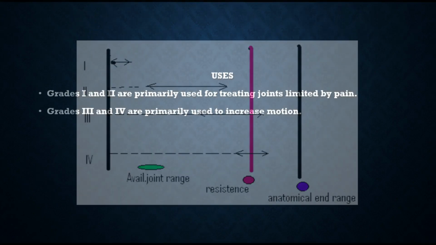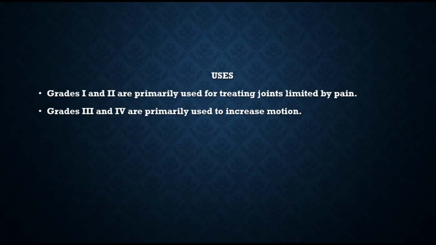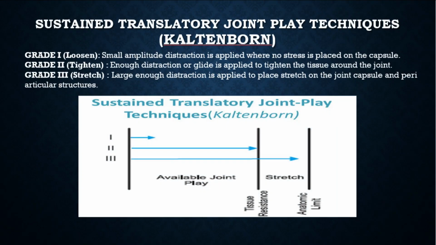In grade 5, a small amplitude, high-velocity thrust technique is performed to snap adhesions at the limit of the available motion. Uses of oscillatory grading are: grades 1 and 2 are primarily used for treating joints limited by pain. Grades 3 and 4 are primarily used to increase range of motion.